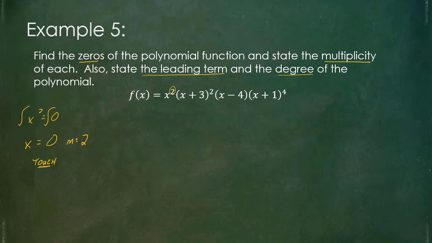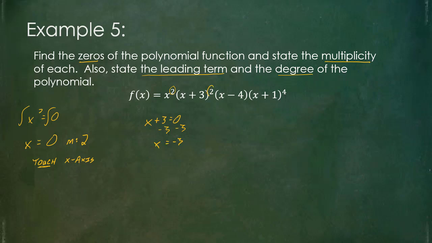If we can connect while we're learning this, what that graphically means is it's just going to touch the x-axis at that value. The next one, if I set x plus 3 equal to 0, I would subtract 3 and just get x equals negative 3.